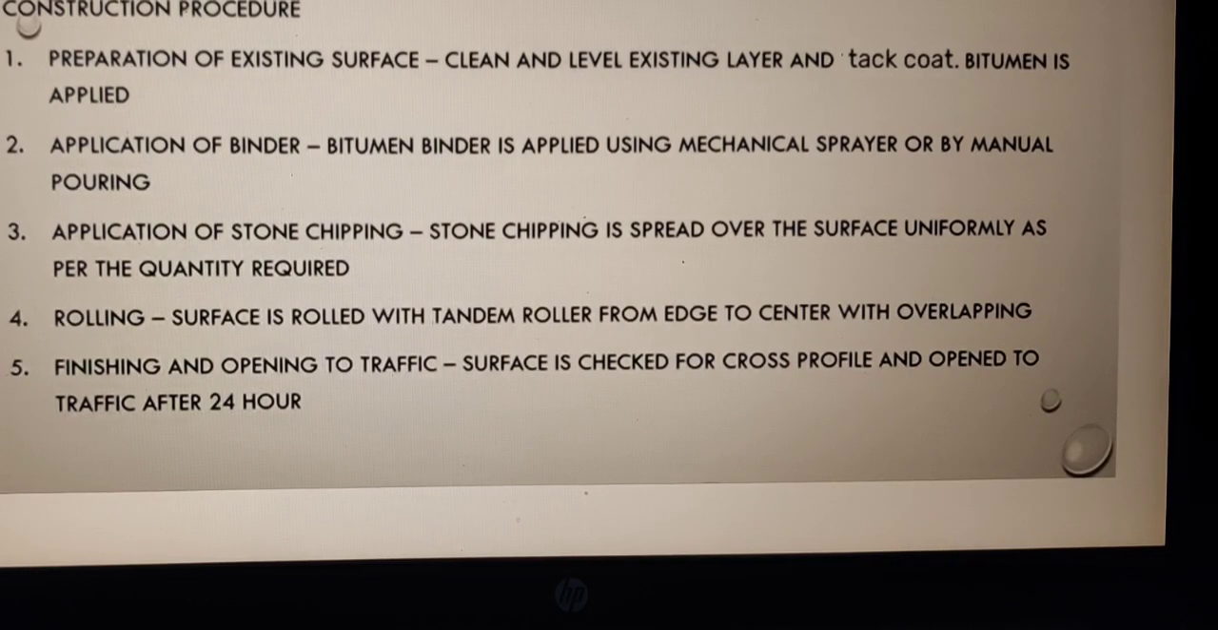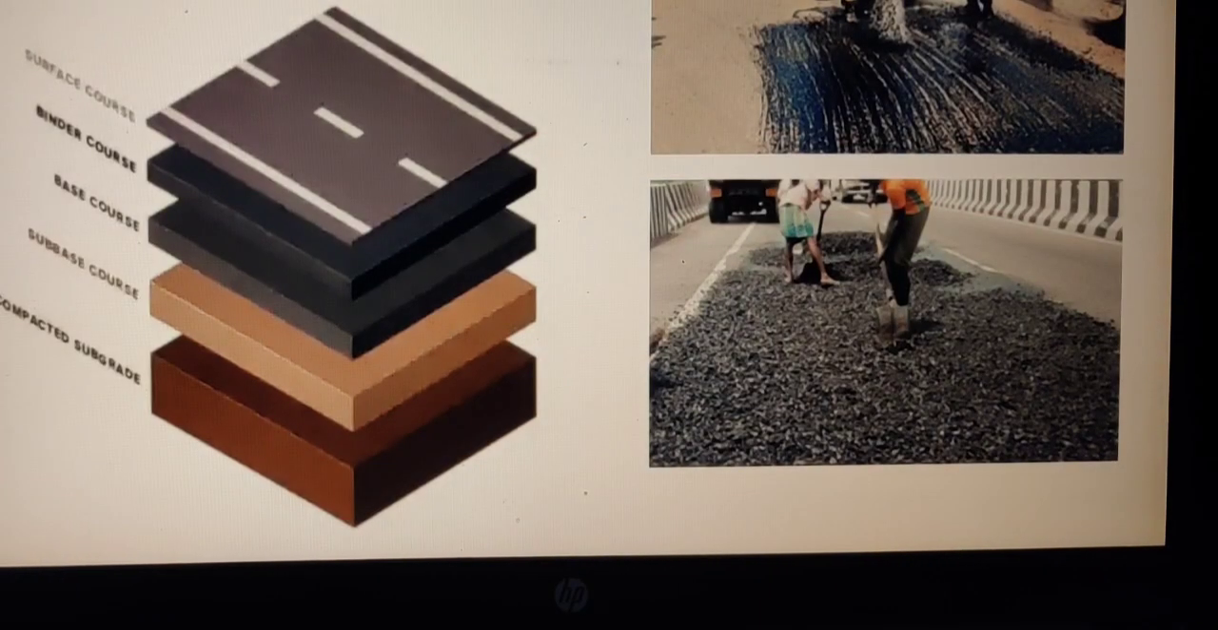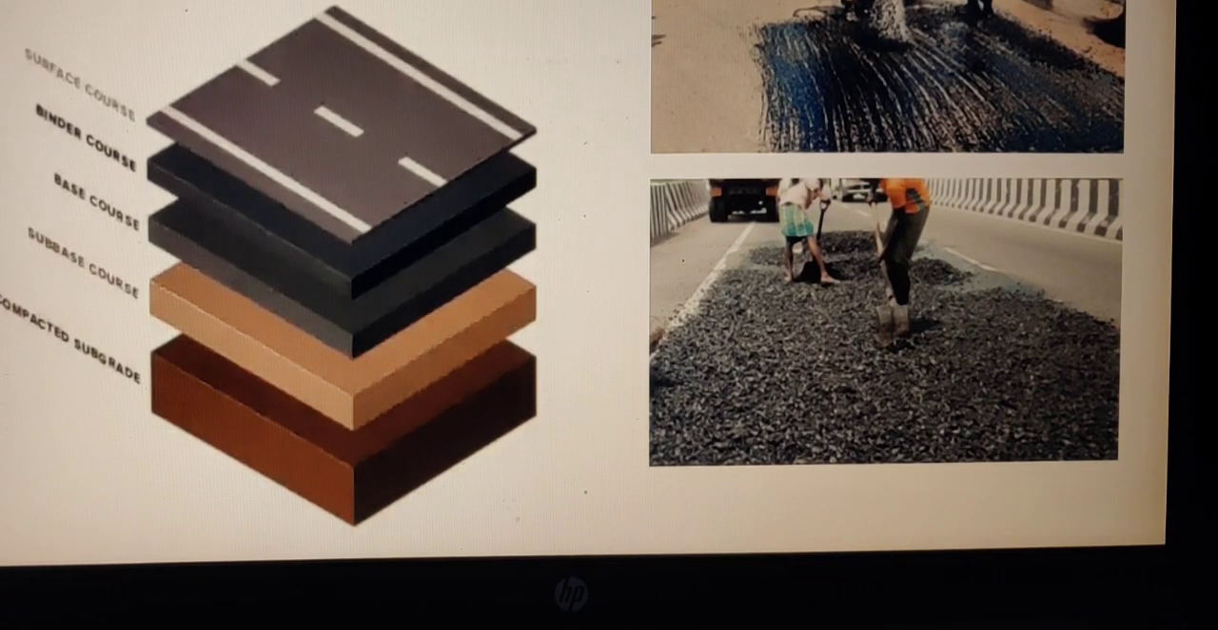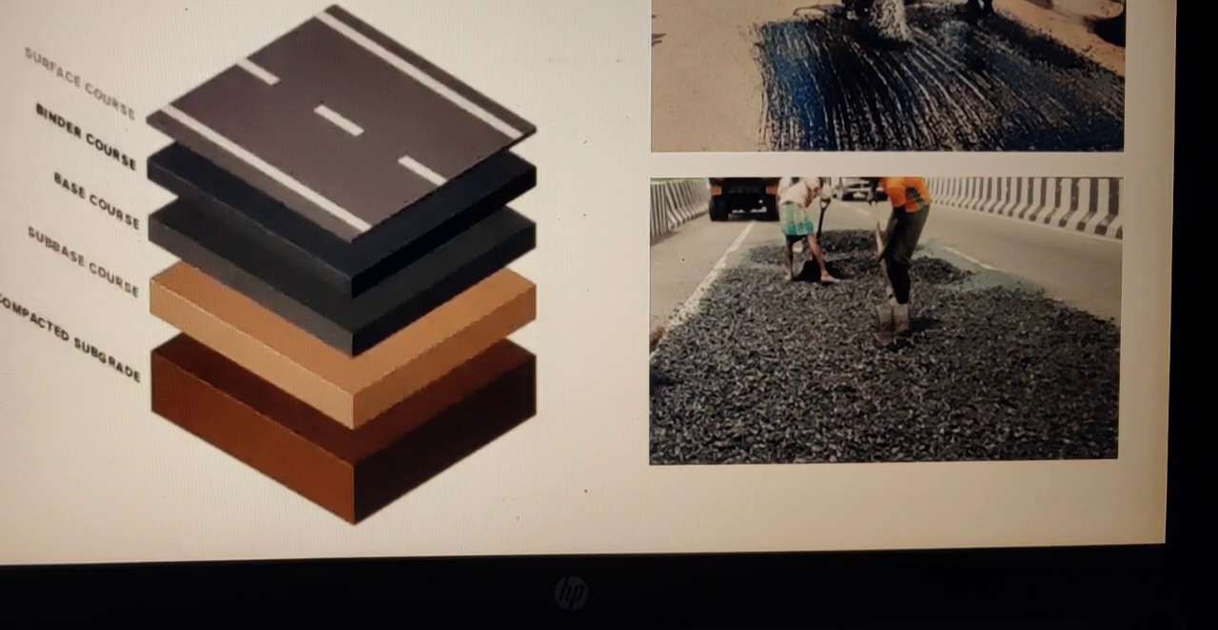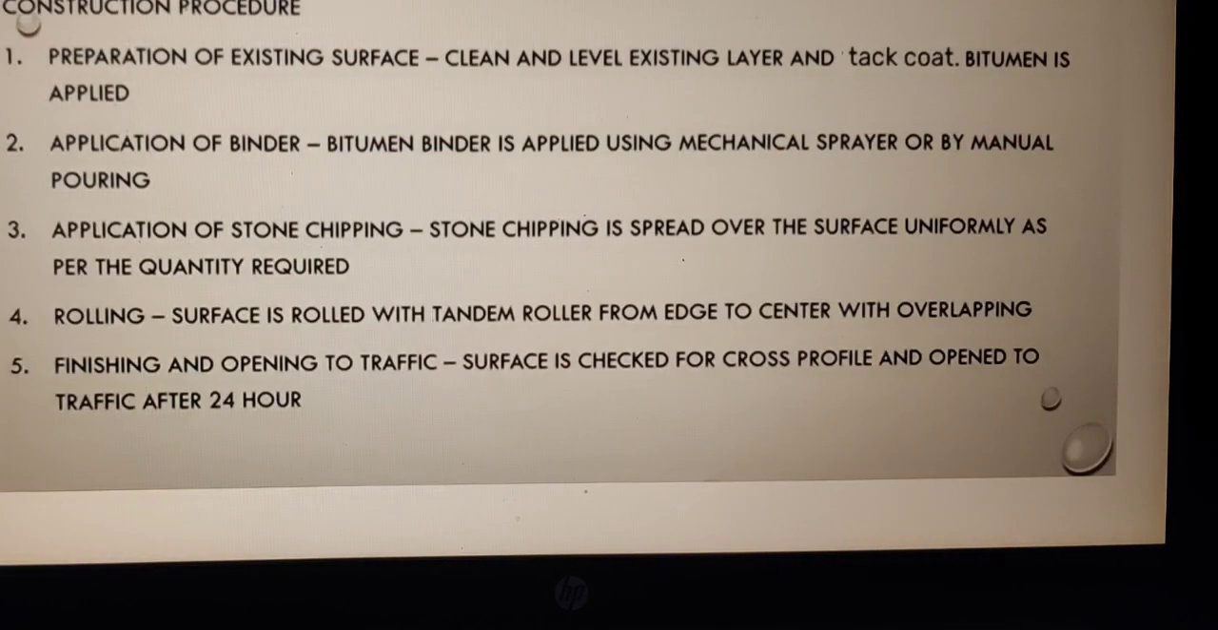Third step is application of stone chipping. Stone chipping is spread over the surface uniformly as per the required quantity. So after applying the tack coat, you have to spread the aggregates or the stone chips. That is shown in the second figure.